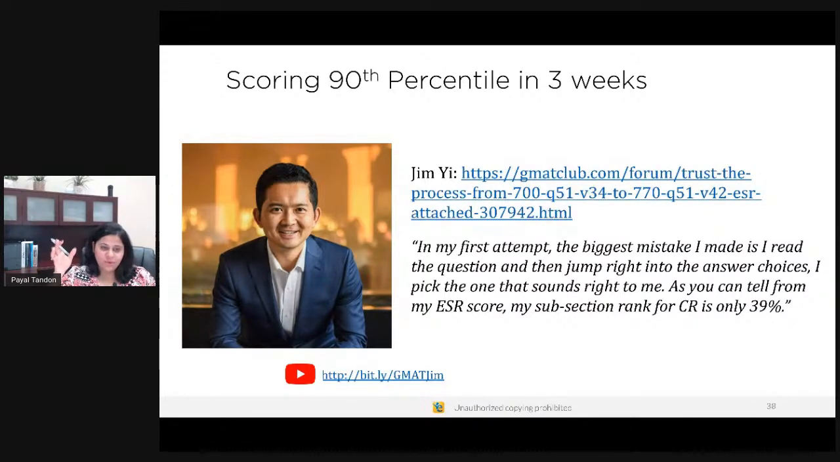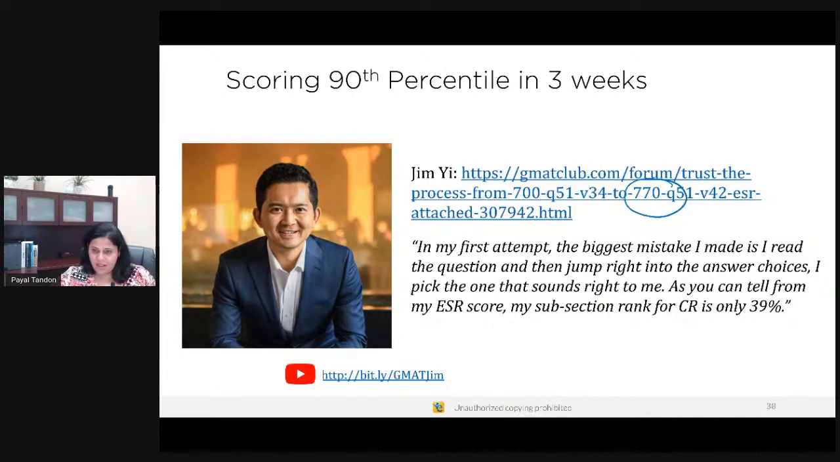And I urge all of you to listen to Jim's interview here. Click on this link over here, listen to his interview. It's very, very inspiring. Whatever I have said right now in this session, when you hear it from a person who has practiced it and gotten the result, he got to a 770 here, you would see that it makes sense to go back to the basics, to build your foundations first, to build your pre-thinking, and then move on.